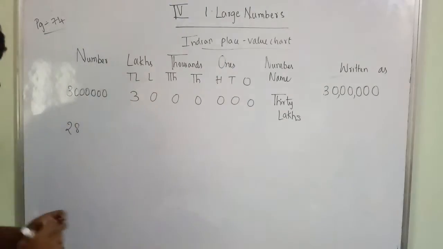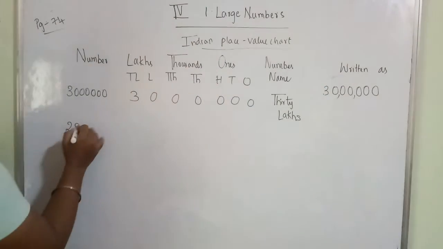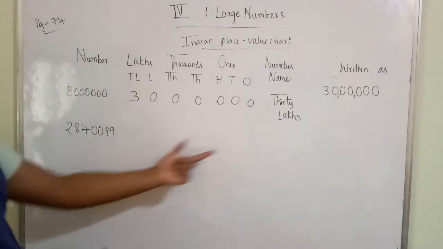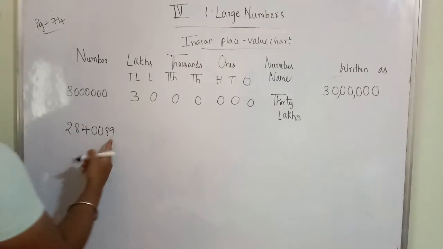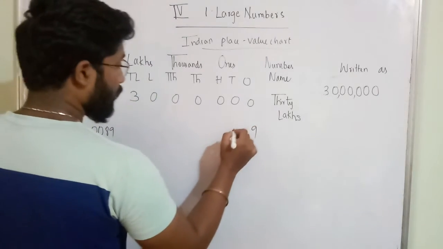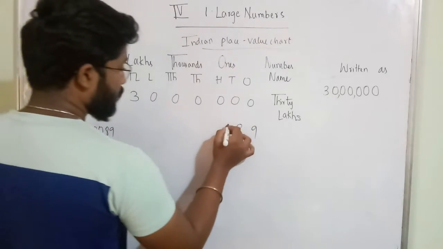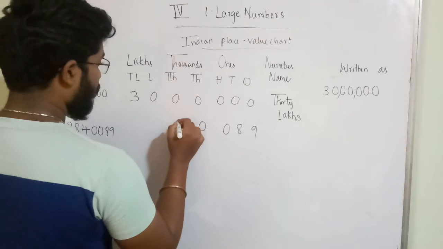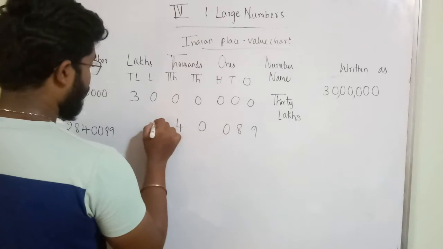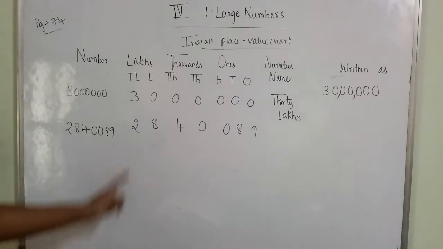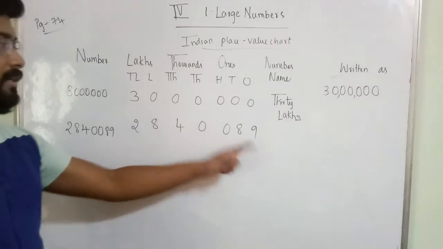28 lakh 40089. So you have to start writing from the right to left. From last number you have to start writing. So 9, 8, 0, this is 0 again, okay, 4, 8, 2. What is the answer? 28 lakh 40,089.